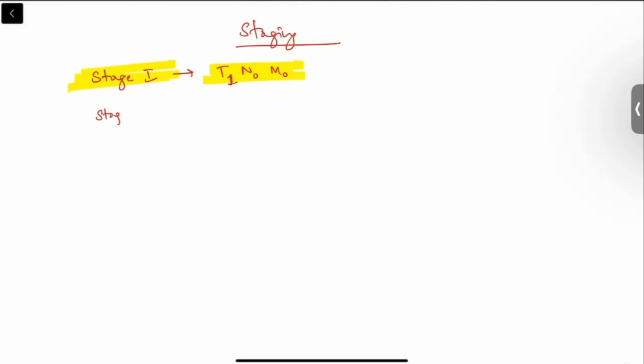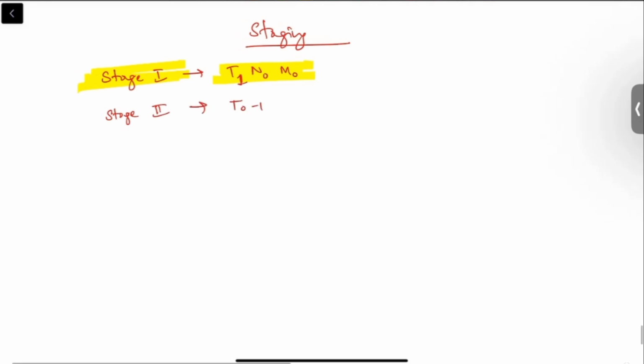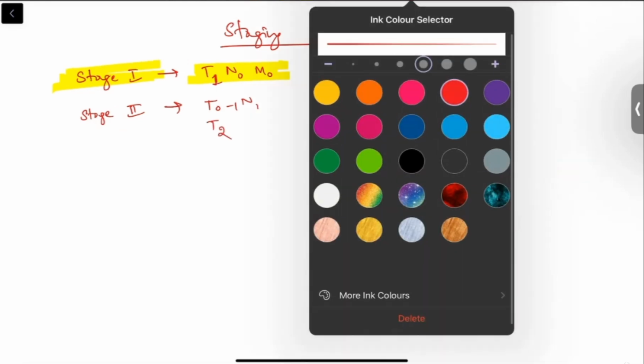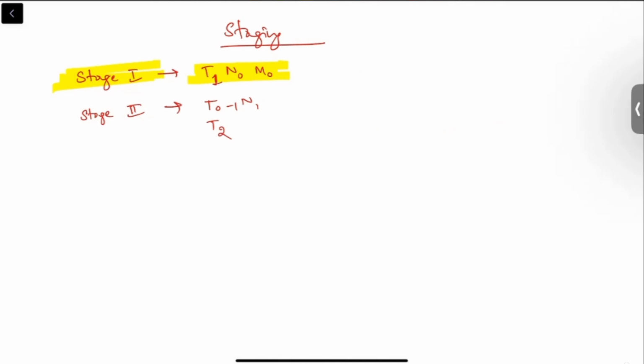When do we say stage 2 of breast cancer? T0 to 1, N1, or T2. That is, if the tumor is less than 2 cm, or the tumor is detectable, and it has spread to ipsilateral axillary lymph nodes and the lymph node is mobile, then T0/1, N1. Or if the tumor is more than 2 cm and less than 5 cm, in this condition we say it is stage 2. Okay, next stage 3.